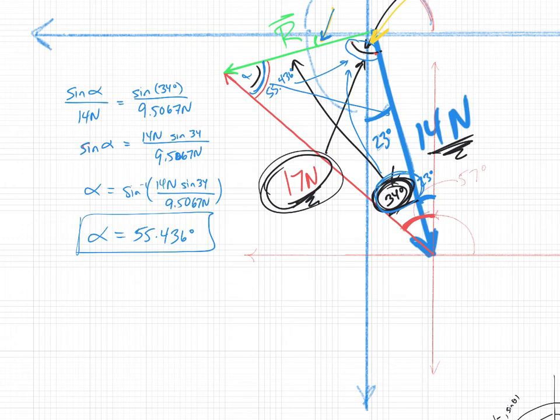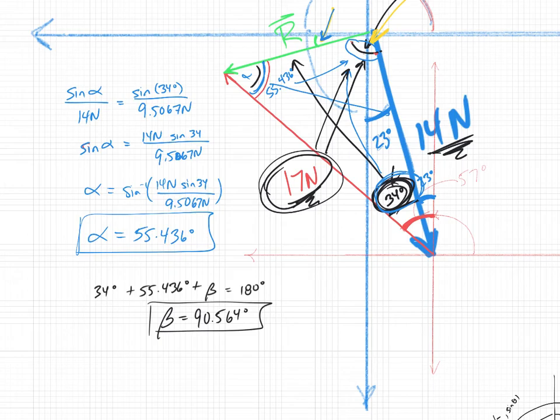180, right? So I know that 34 degrees plus 55.436 degrees plus whatever that angle there is, which I think we're calling beta, plus beta equals 180 degrees. So if you do it that way, you could say, okay, well, 180 degrees, let's see, we end up with a number like 90.564 degrees.